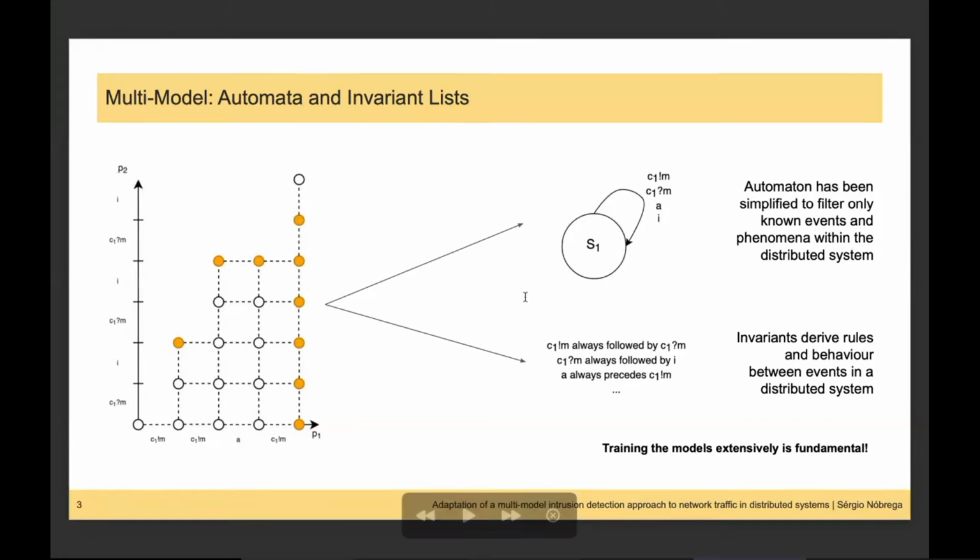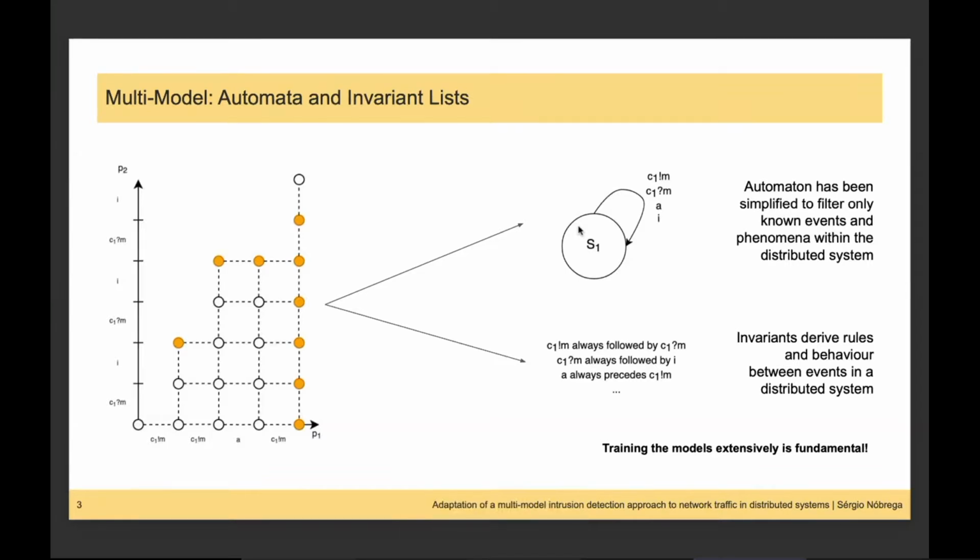So, for example, if you had, let's say, an event B or a message from P1 to P2, but through another channel, that would be unknown to the automaton and would be marked as a violation because it never saw it during the training of the model itself.